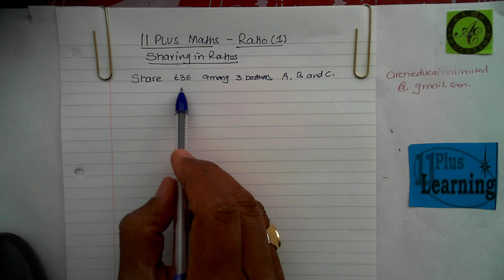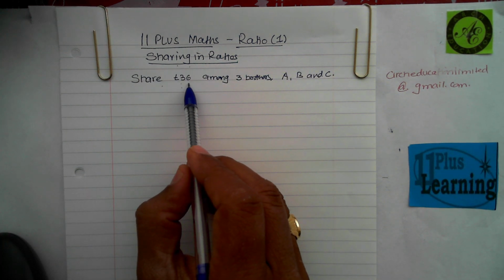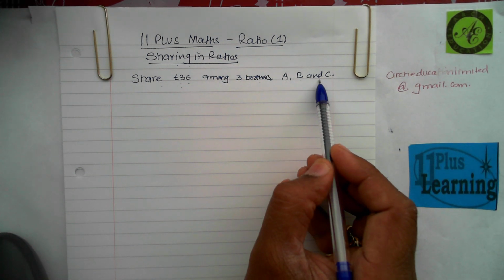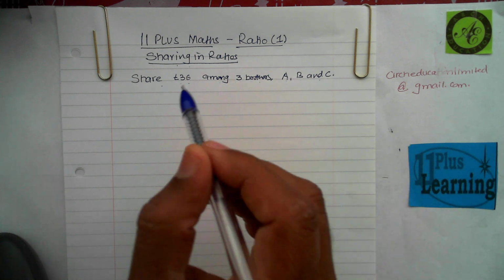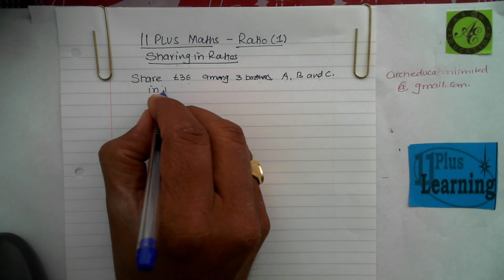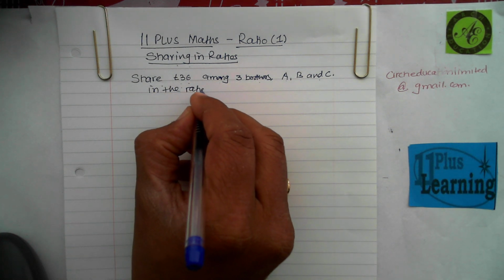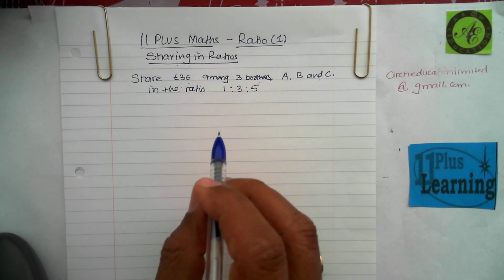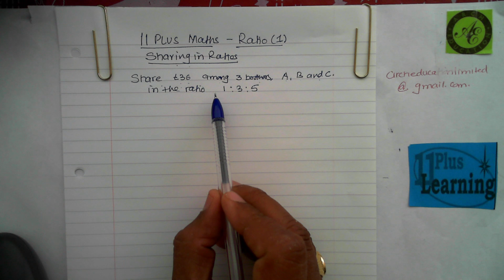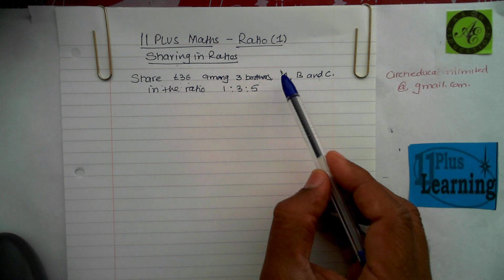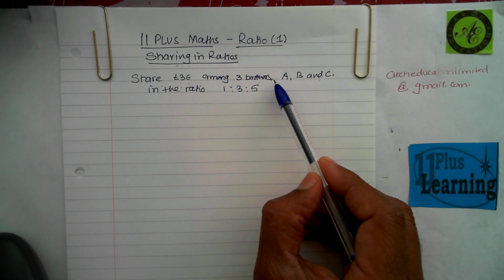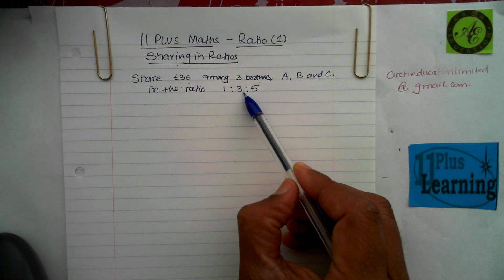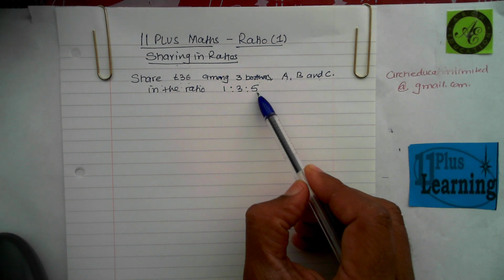Share £36 among three brothers A, B and C. But do we give them all equal? No, in the ratio of 1, 3 and 5. Let me first explain to you what it actually means. Ratio is a comparison, right? If A gets £1, then B gets £3 and C gets £5.